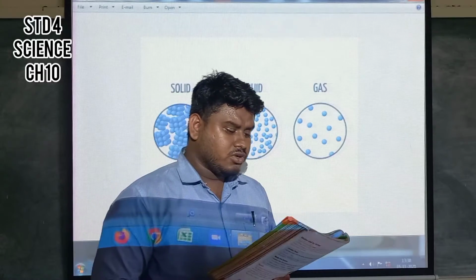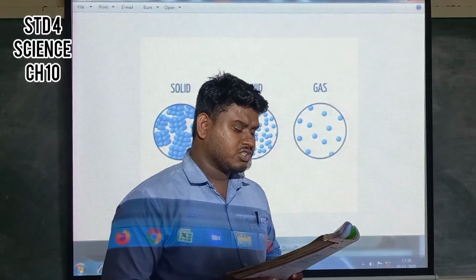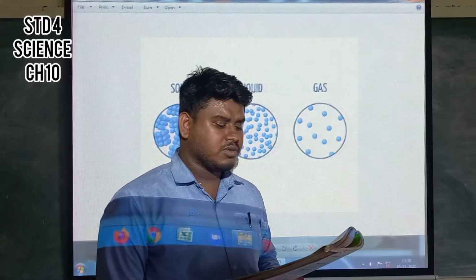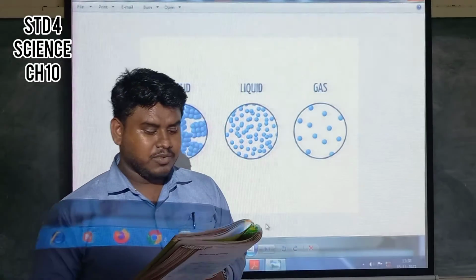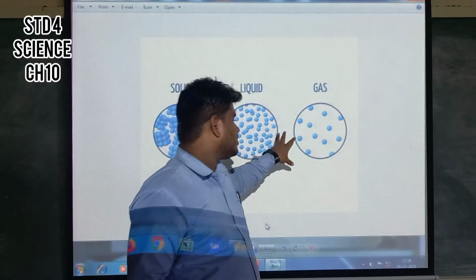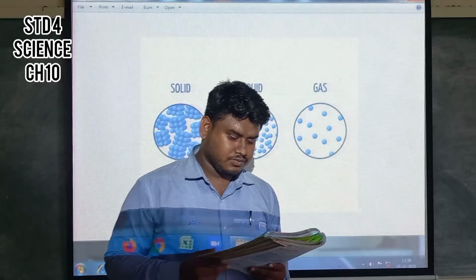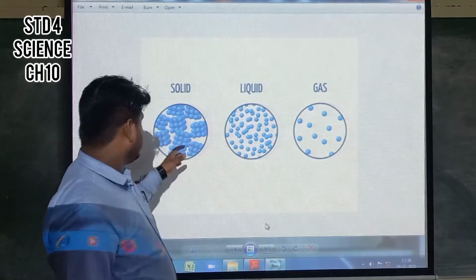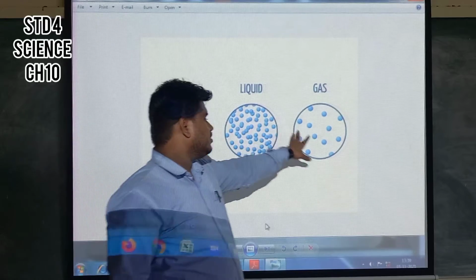Okay, the molecules in gas are not actually packed closely together. The forces holding the molecules together are very weak. This means the molecules are moving about all the time. You can see here, they bounce off each other and shoot off in all directions. The spaces between the molecules are much bigger. You can see here the spaces are so much bigger, then here is more space, here the spaces are the most.